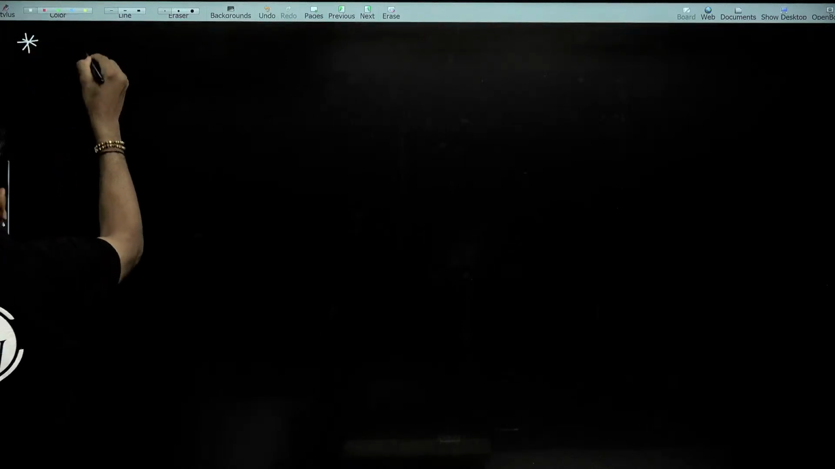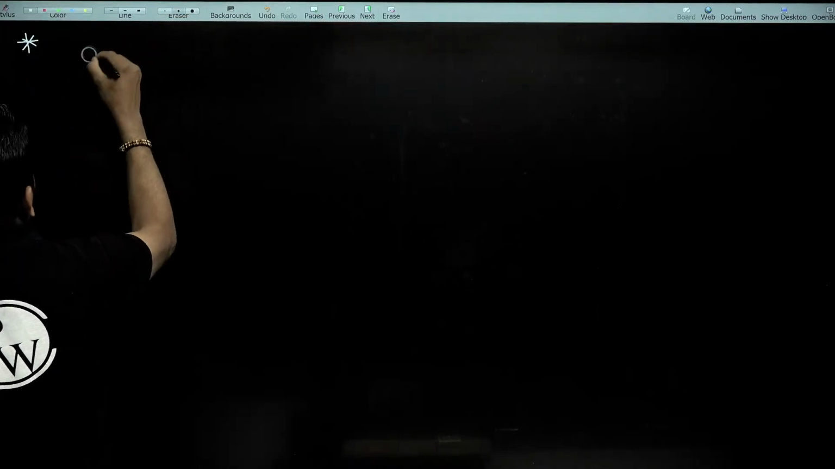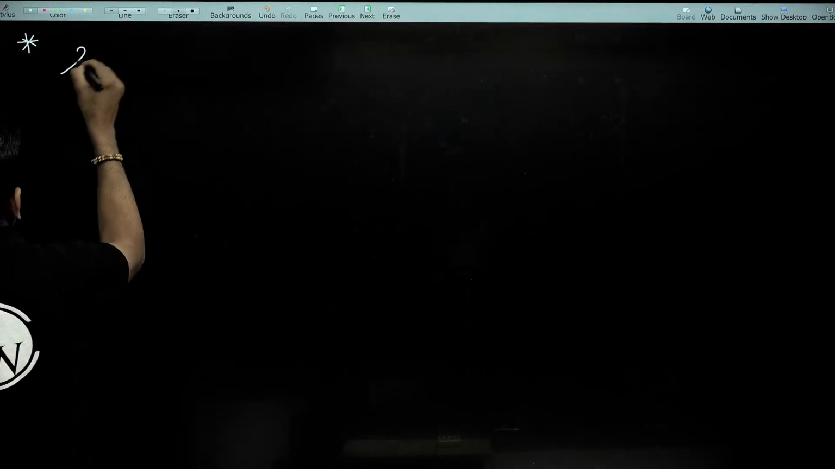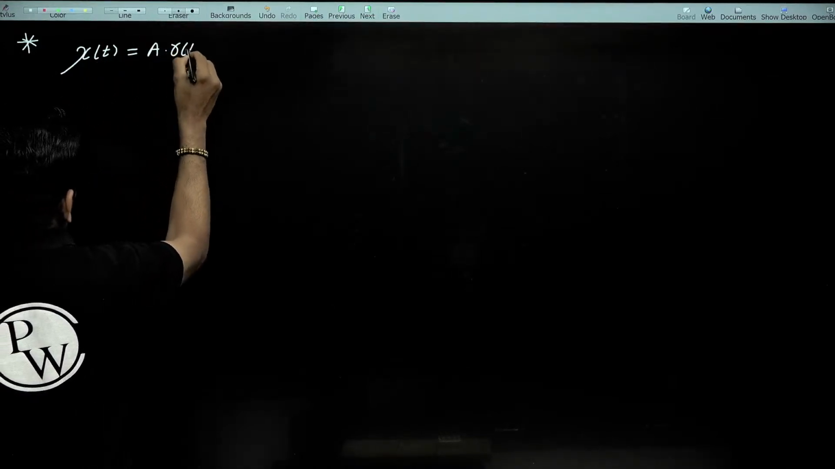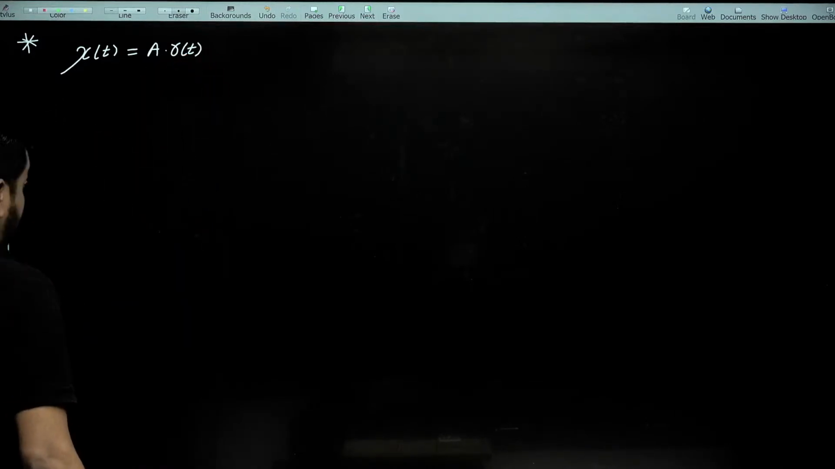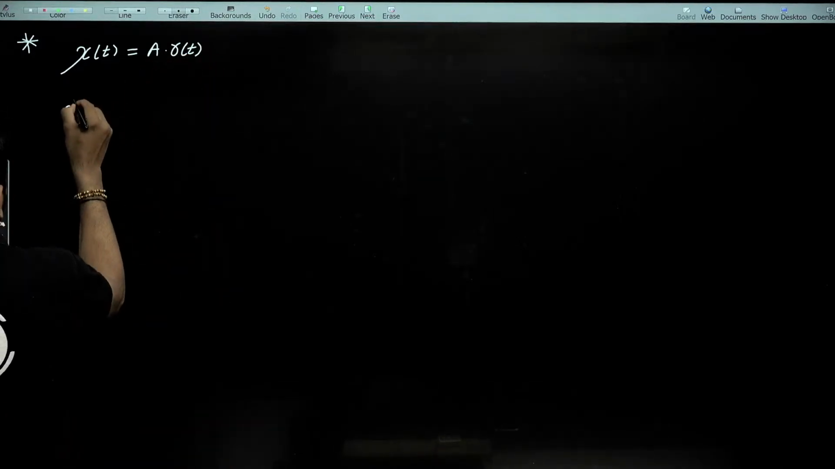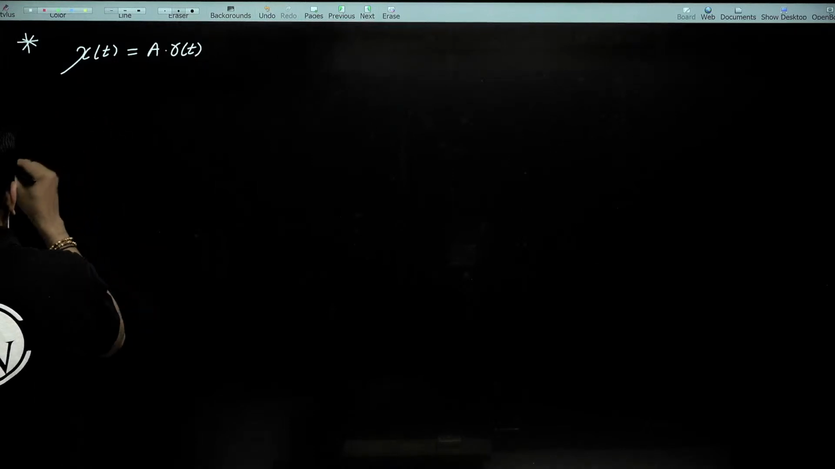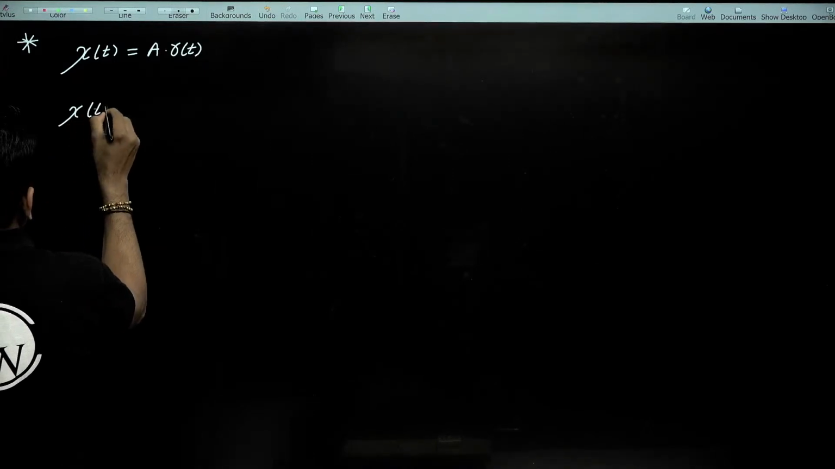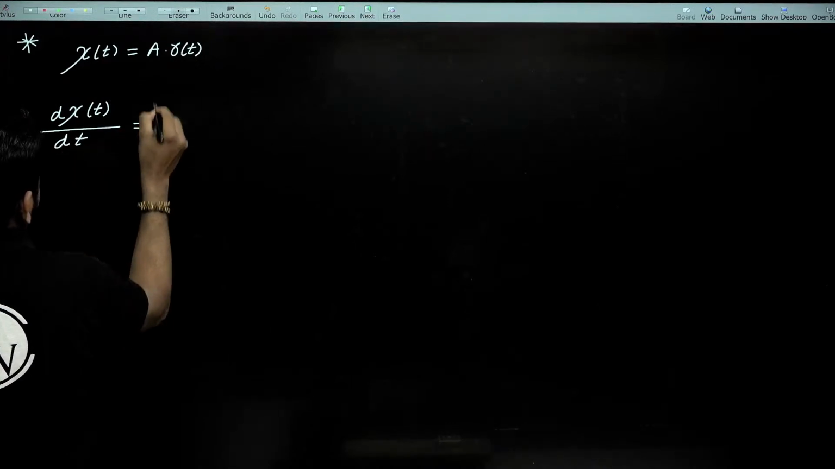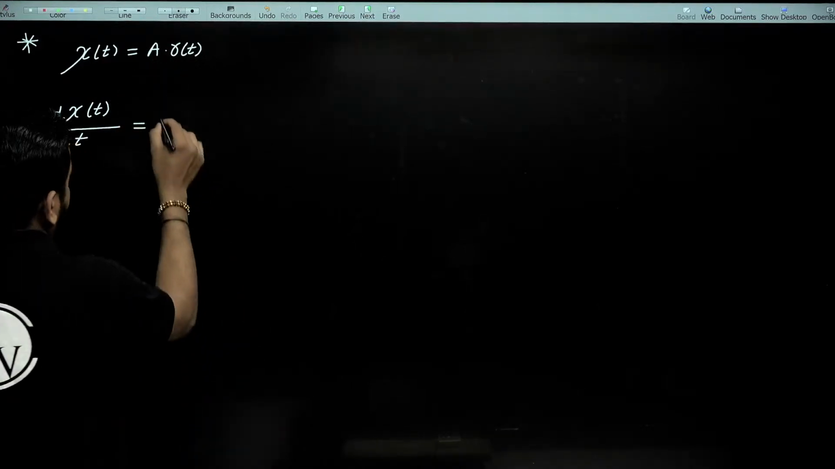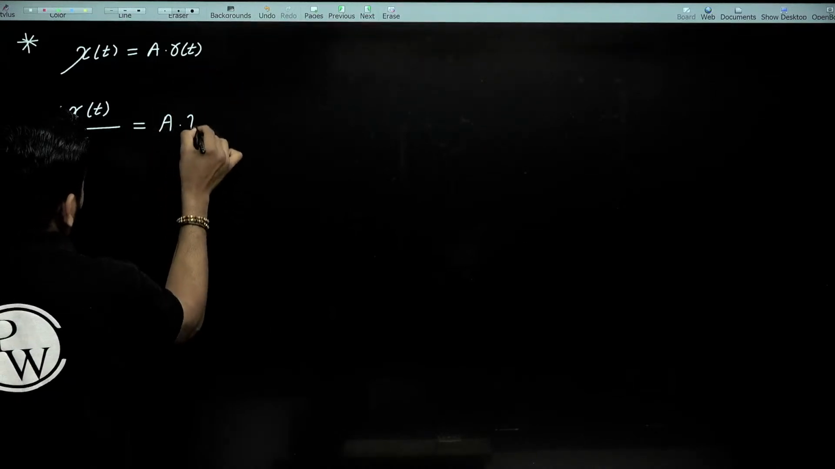Important part is, suppose x of t is equal to a into r of t. So here a will be slope, guys. If you differentiate, then it will be amplitude for the step function. This a behaves like amplitude for this step function, because differentiation of r of t is u of t.